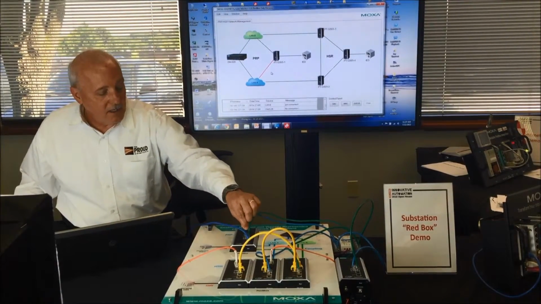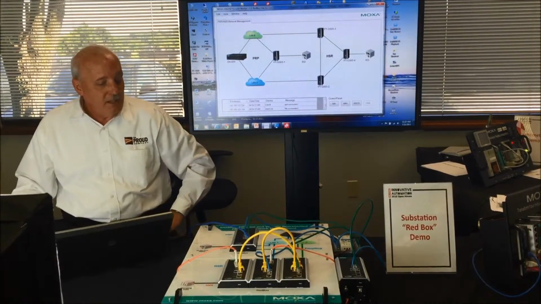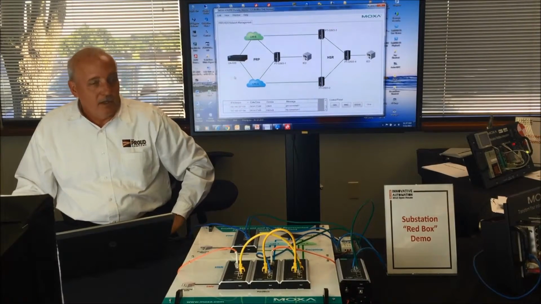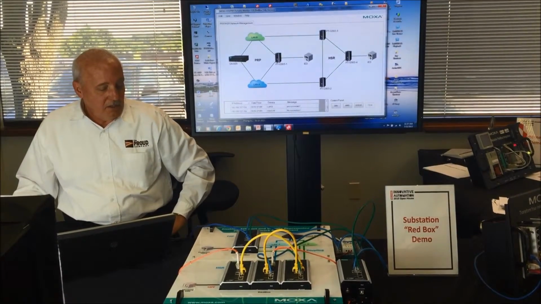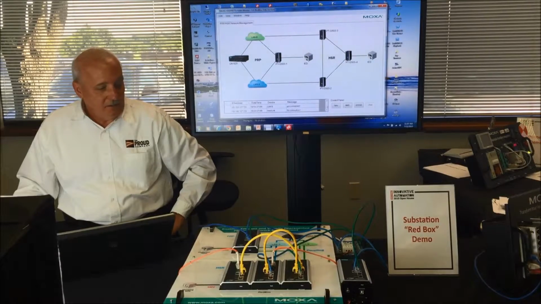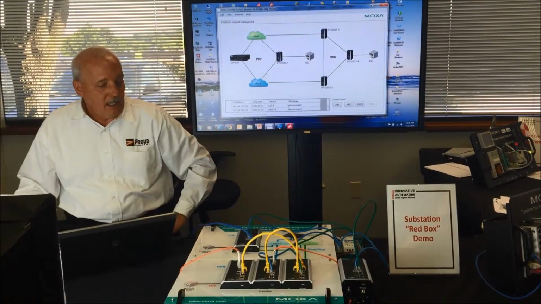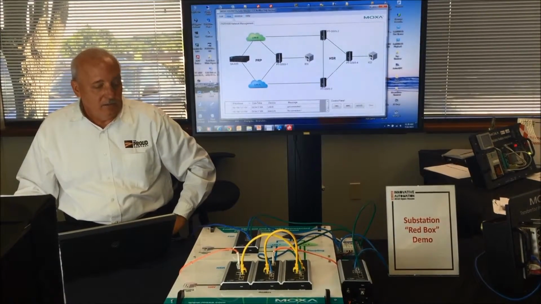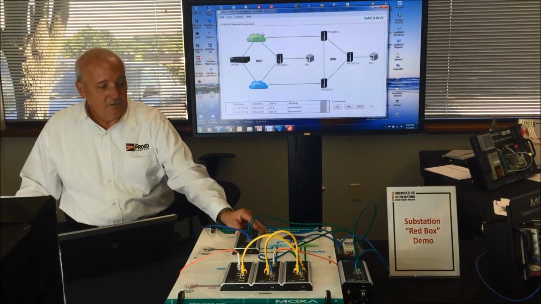Remember, you can use this for other things besides substations. Anything that you need to deliver with seamless failover to one of your devices, whether it's a PLC or some type of vital application that can't lose data or can't wait to fail over, this is a solution for you.